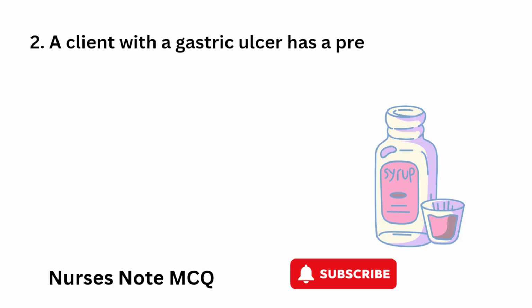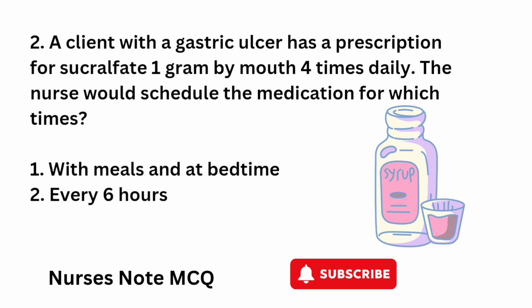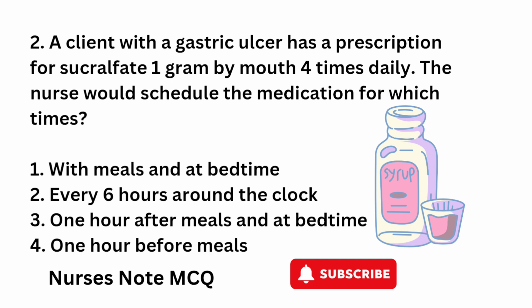A client with a gastric ulcer has a prescription for sucralfate 1 gram by mouth 4 times daily. The nurse would schedule the medication for which times? 1. With meals and at bedtime. 2. Every 6 hours around the clock. 3. 1 hour after meals and at bedtime. 4. 1 hour before meals and at bedtime.